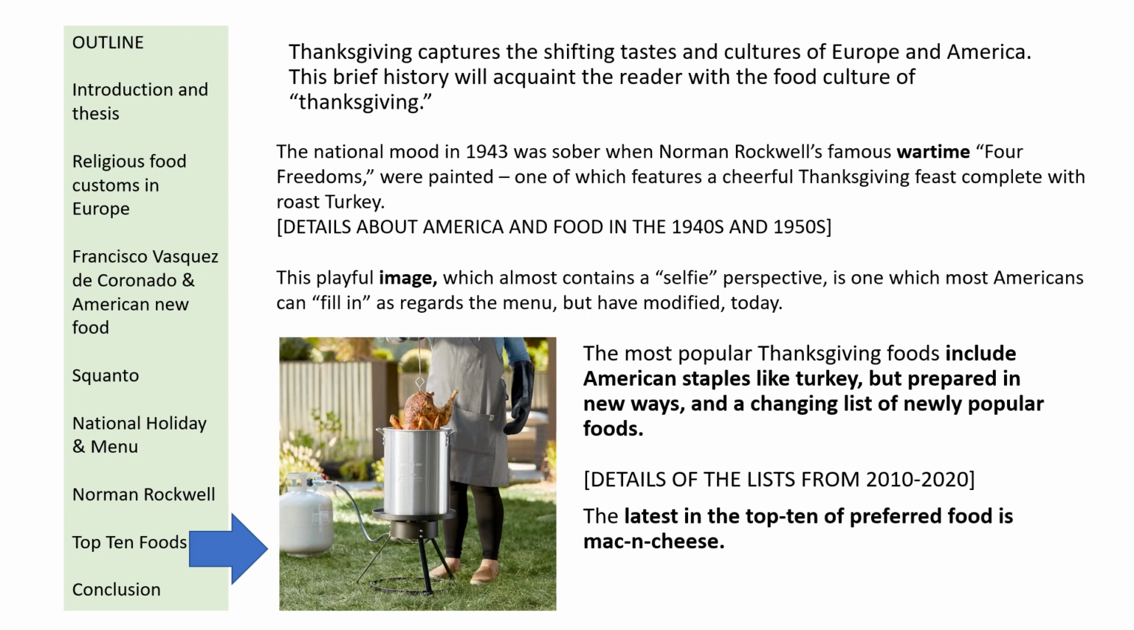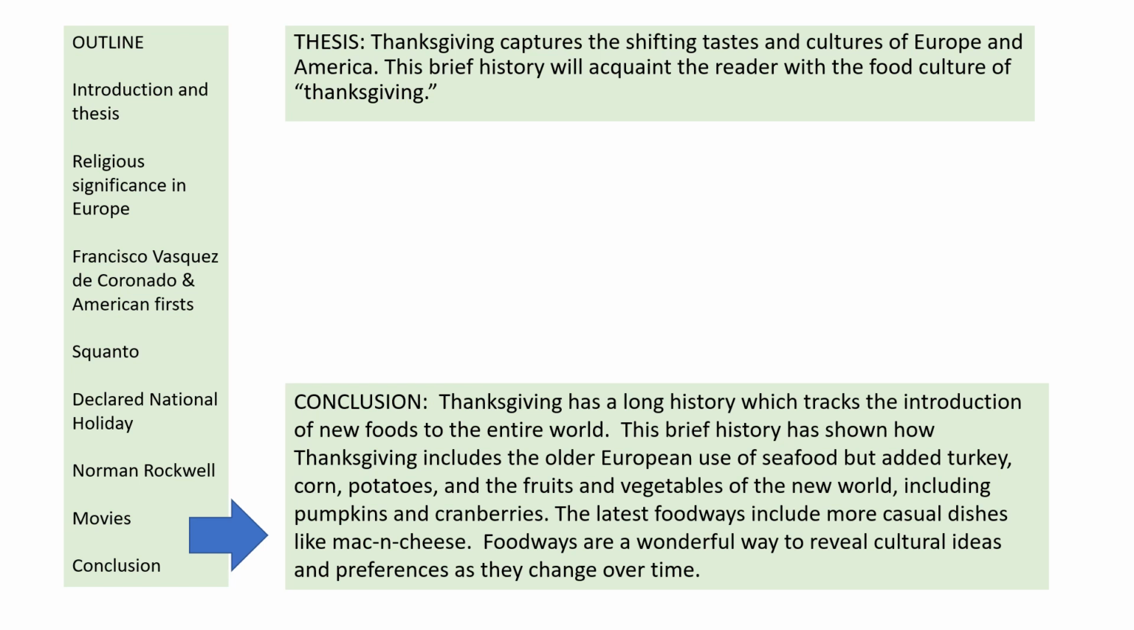And I would talk about the turkey again, connecting the last paragraph to this one. And I would say it's prepared in new ways. I would say there's a changing list of newly popular foods. I might look at maybe a decade's worth of top 10s. And then I would probably add the latest in the top 10 of preferred Thanksgiving food is mac and cheese. And then we are home and dry with the food conclusion.